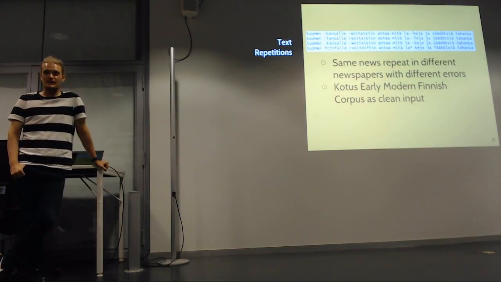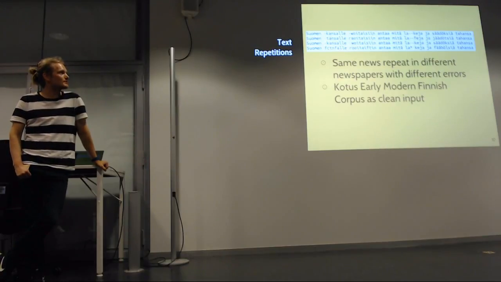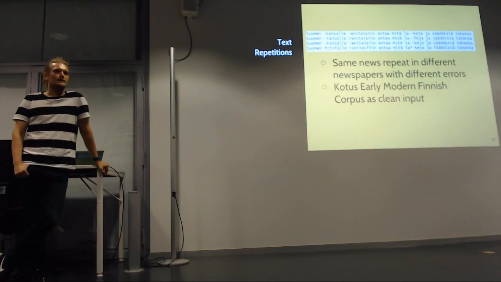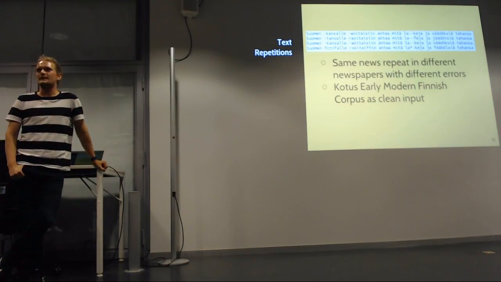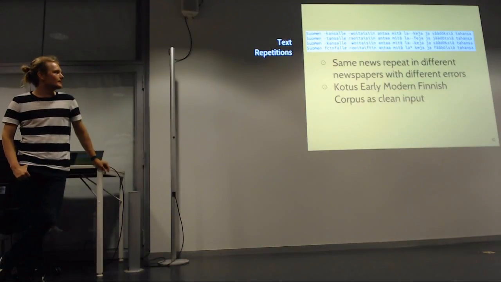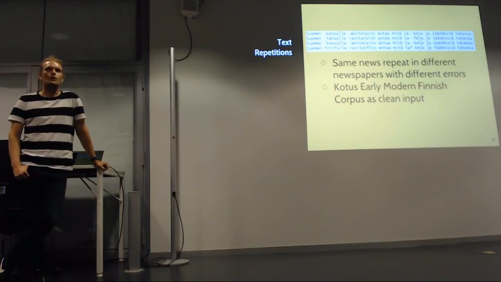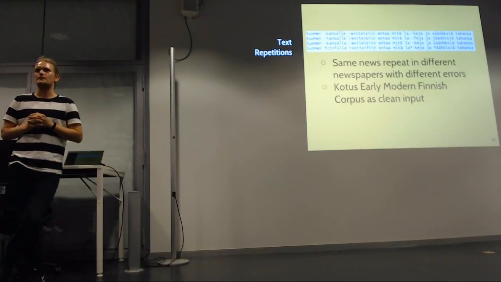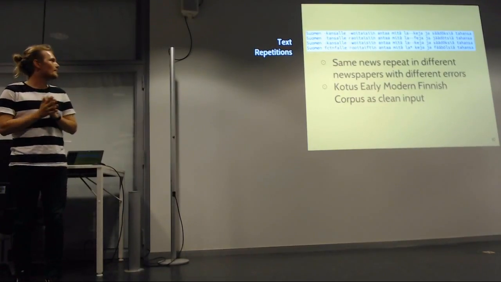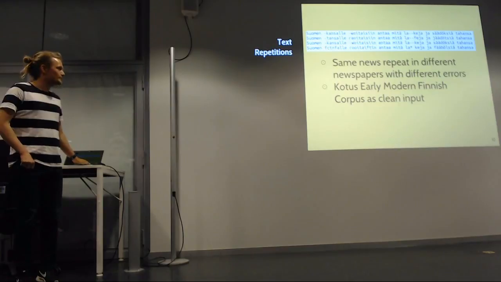And since these are old Finnish newspapers, using modern Finnish as the clean underlying text doesn't really work. It's quite a different type of language. So the closest we can get is this Kotus early modern Finnish corpus, which is roughly from the same time period as the newspapers, but it's mostly fine literature and not real news data. But that'll have to do.